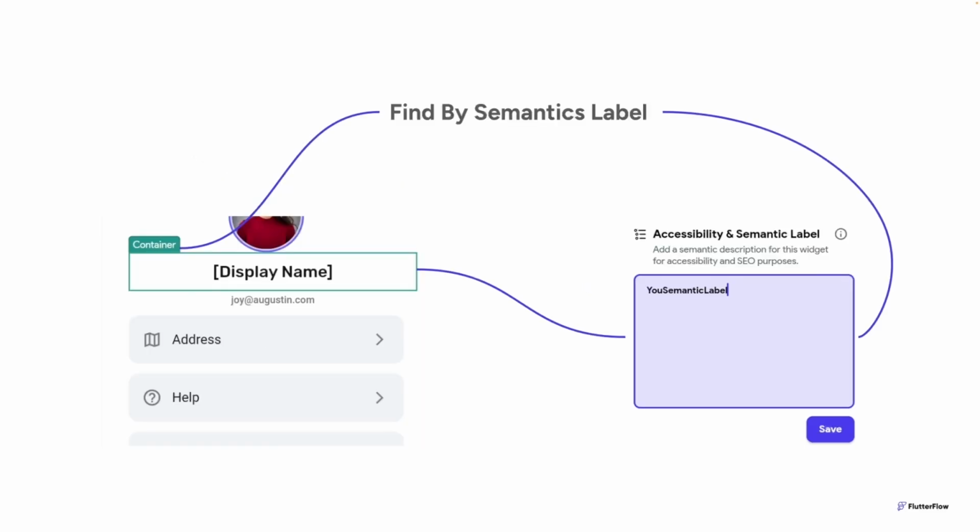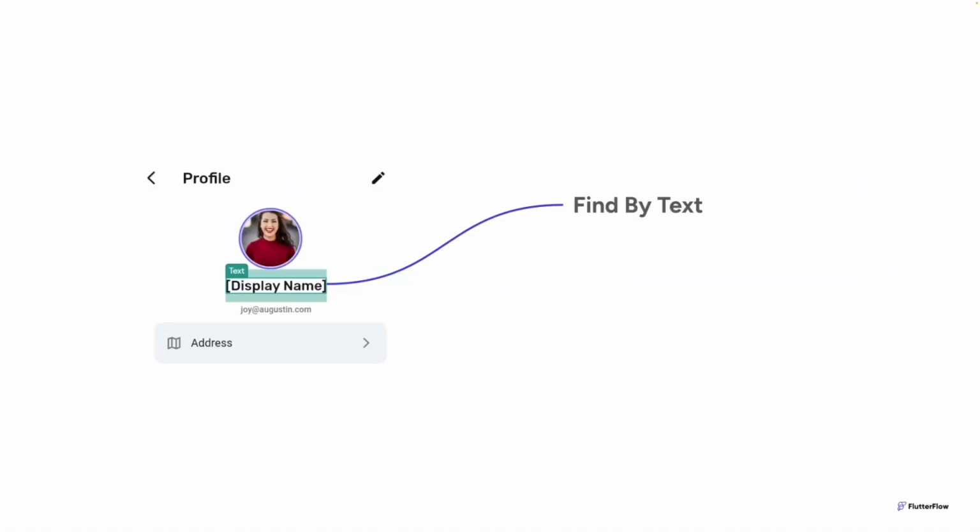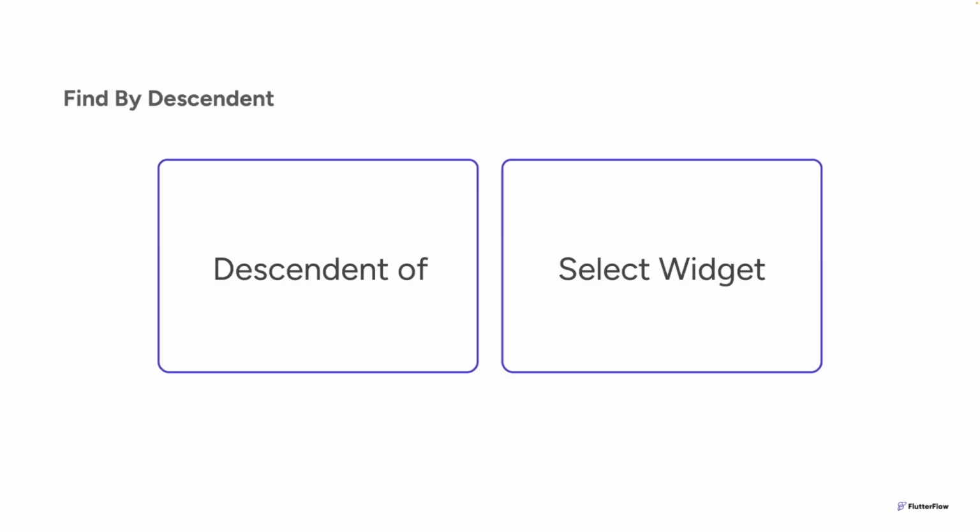Find by semantic label. It's useful for locating widgets with a specific semantic label. Find by text. Locate a widget that displays a specific text. Find by descendant. Search for a widget with a specific child or ancestor. When you select this, you must first specify what it is the descendant of, where you can again use any of the methods to identify and locate the widget. And then select the widget to locate the ancestor or child, where you can again use all of the methods to identify the widget.